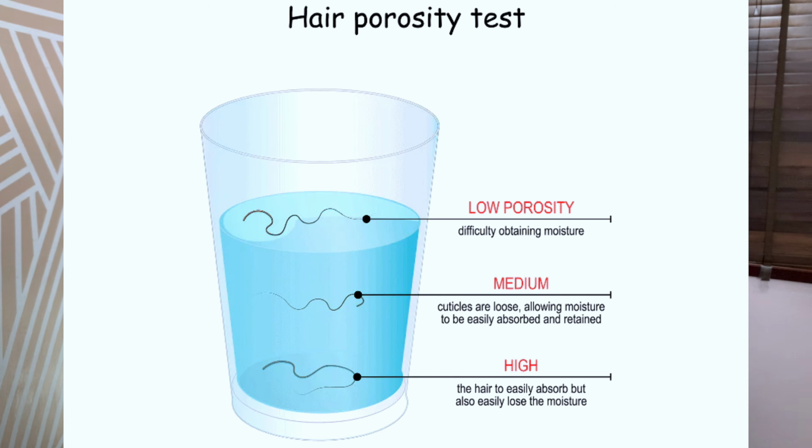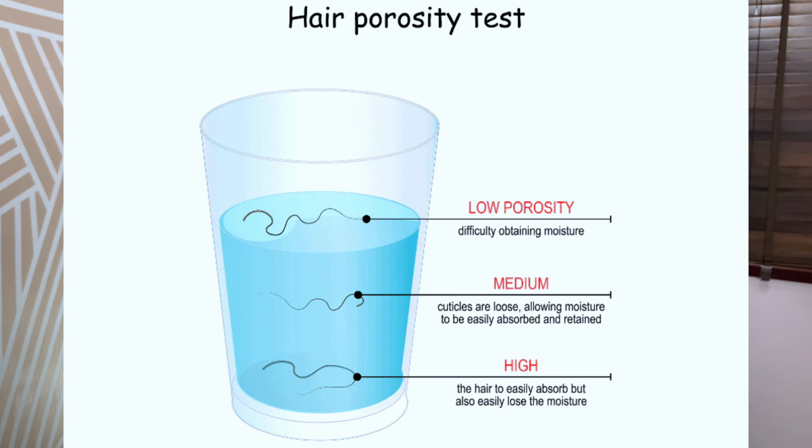So you want to know how to actually test for what type of hair porosity you have. It's a very easy test that you can do at home. So the first thing you're going to do is make sure your hair is clean. You want to shampoo and rinse your hair to remove any form of product buildup. Then you get a glass of water. I prefer you get a glass so that you can see what you're doing.